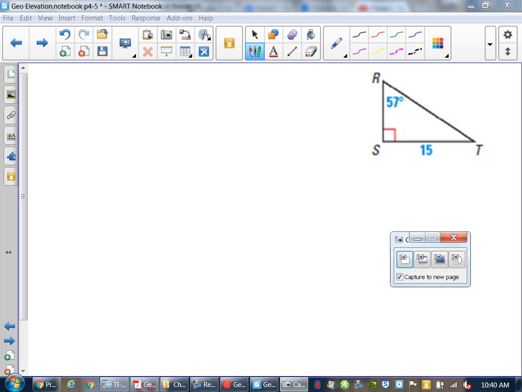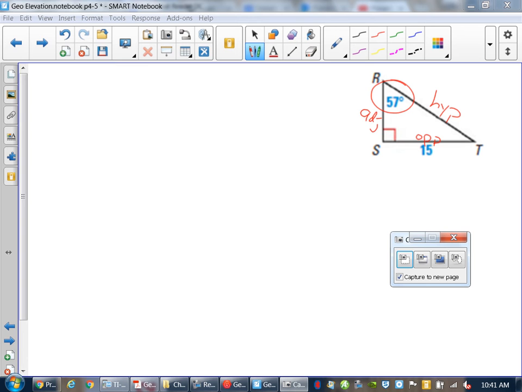You have an angle and a side. You have to find two sides. So you start with what you know. You got your 57. The 15 is in what? Which means this is the adjacent. And now you're going to have a hypotenuse.